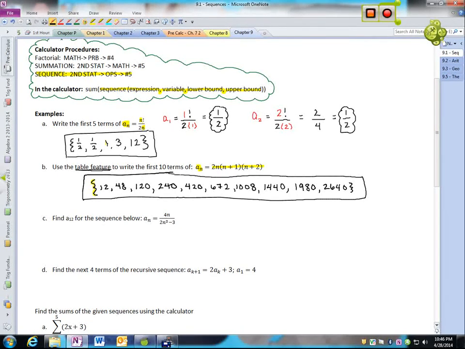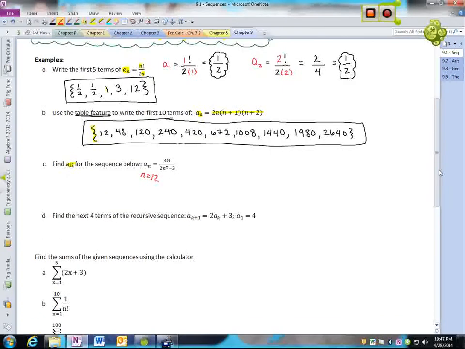Anyway, moving on to the next example, example C. I want to find a sub 12 for this nth term formula, a sub n equals 2n squared minus 3. If I want to find the 12th term, that's saying I want to let the n value here be 12. I want to find a sub 12. So I'm going to let n be 12.